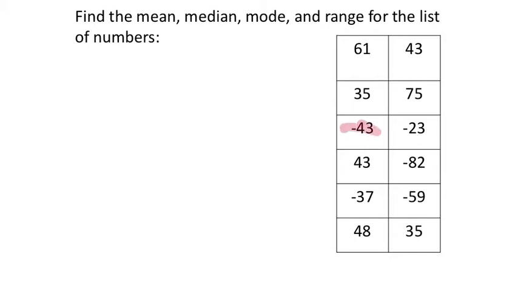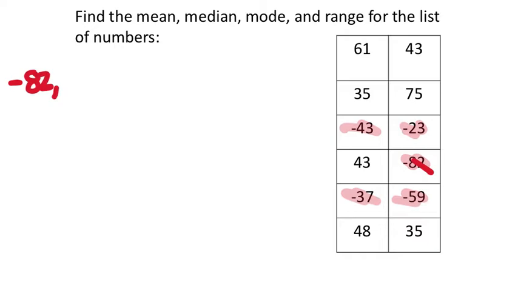So for example, I got negative 43, negative 23, negative 82, negative 59, negative 37, and I believe that's all my negatives. So we just need to list these now in order from least to greatest. And for me, I'm going to start with negative 82 because it's the biggest negative I see on that list. So I've used that up right there.